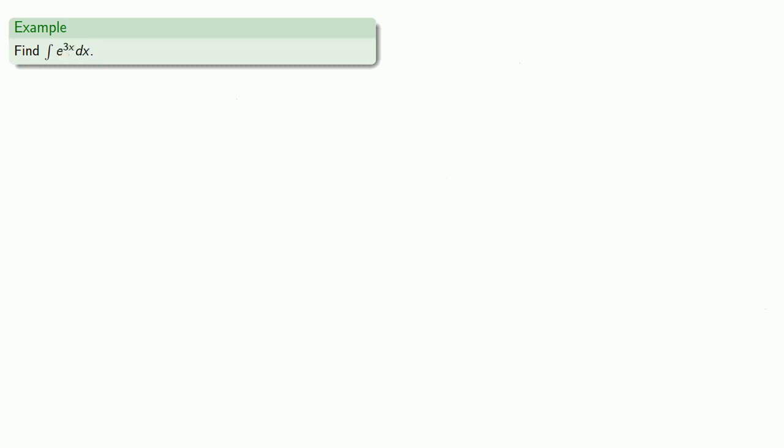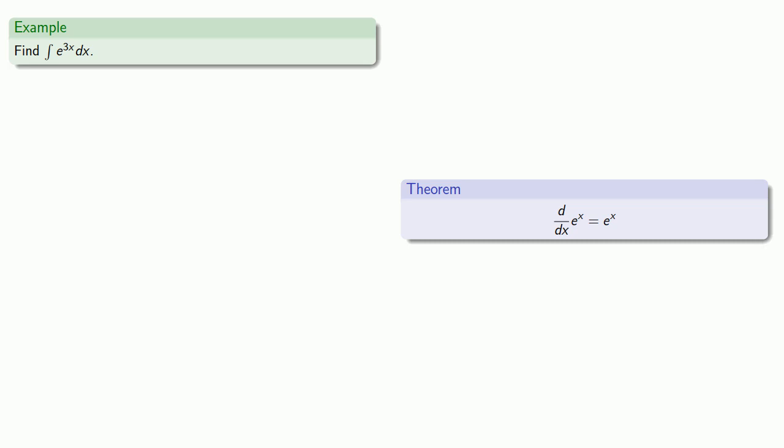Let's try another antiderivative. So we want to find a function whose derivative is e to the 3x. So we might ask ourselves, self, what produces something that looks like e to the 3x? And we might remember the world's easiest derivative. The derivative of e to the x is e to the x. And so maybe this e to the 3x came from e to the 3x.